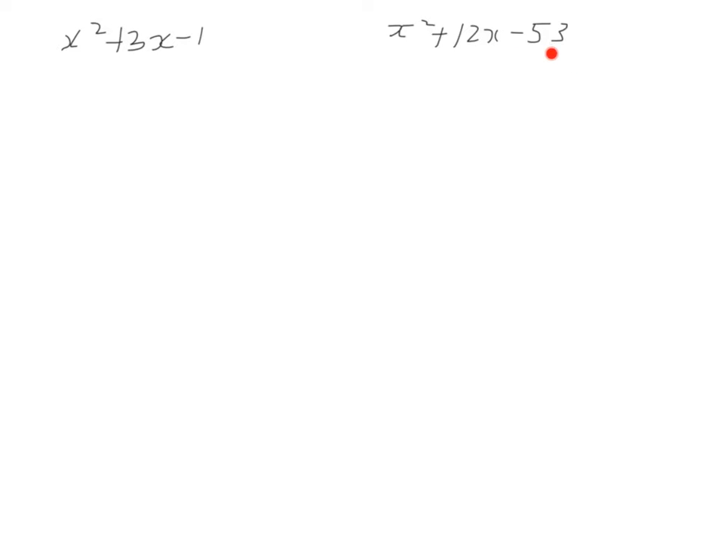Likewise over here. 53 is a prime number, and so no factors of 53 can add up to 12, or even -53 can add up to 12. So what we can do is try this thing called completing the square.